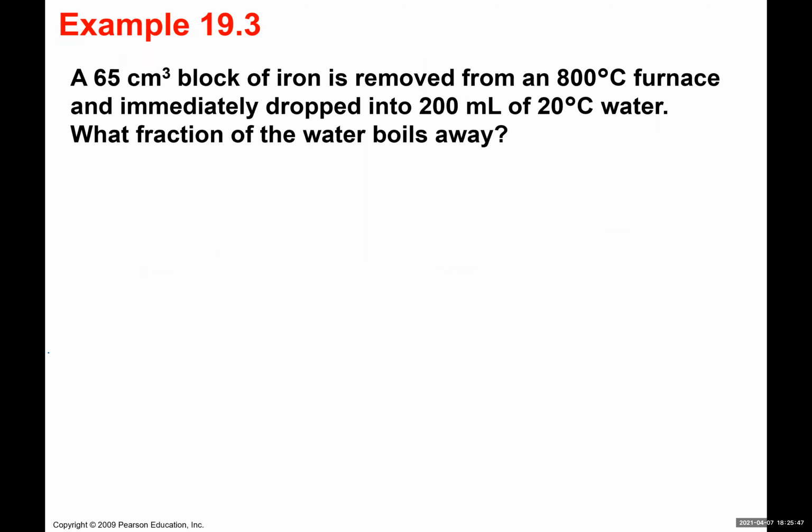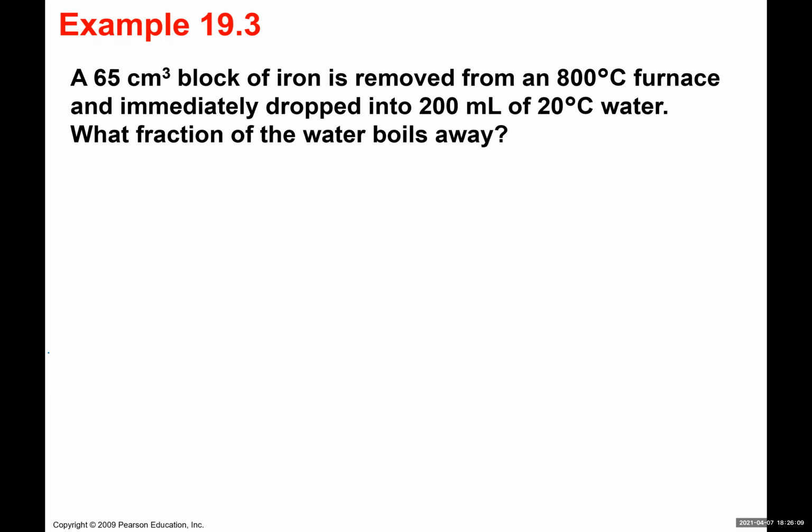All right, so here's one more example. A 65 cubic centimeter block of iron is removed from an 800 degrees Celsius furnace and immediately dropped into 200 milliliters of 20 degrees Celsius water. What fraction of the water boils away?